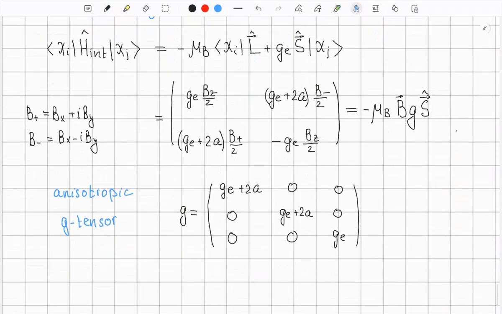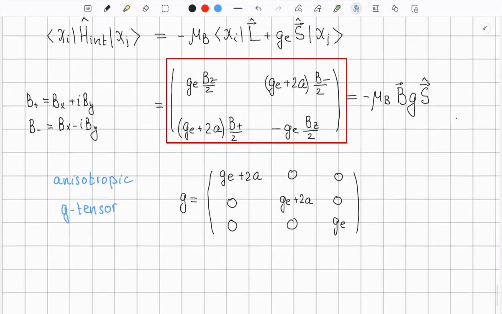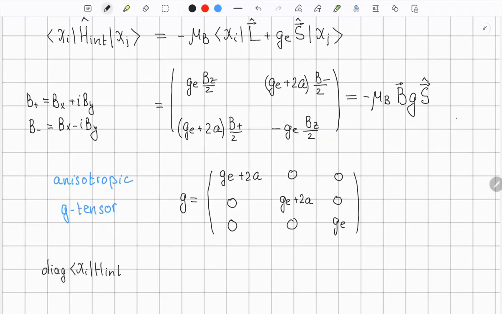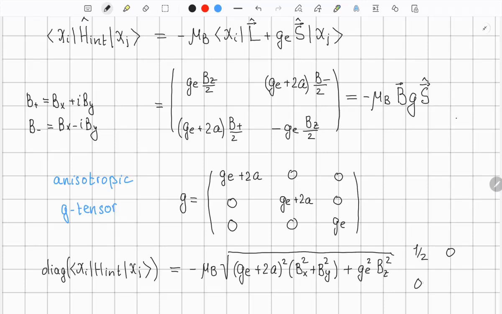The obtained 2 by 2 matrix of the interaction Hamiltonian can be easily diagonalized, immediately yielding the Zeeman split energy levels and the corresponding transition frequency. Hence, we have arrived at the final result of this video lecture.